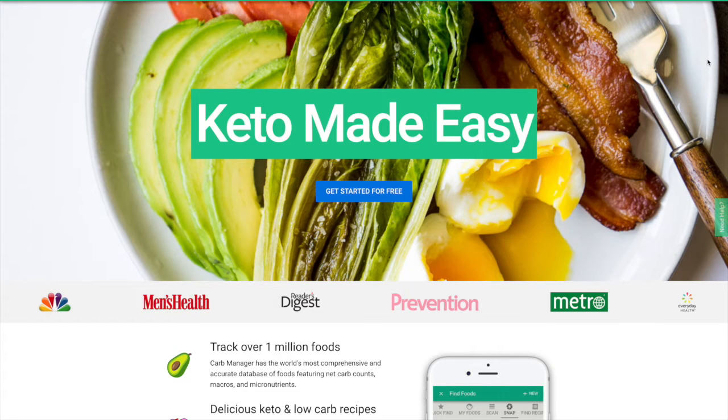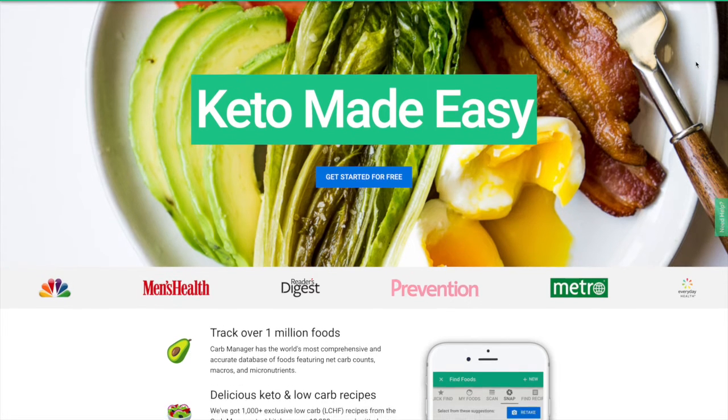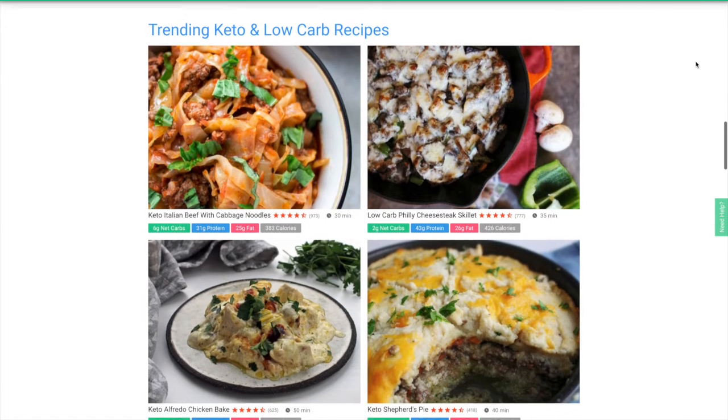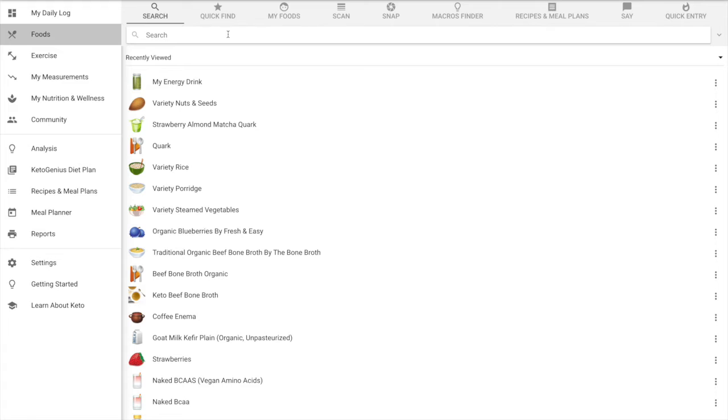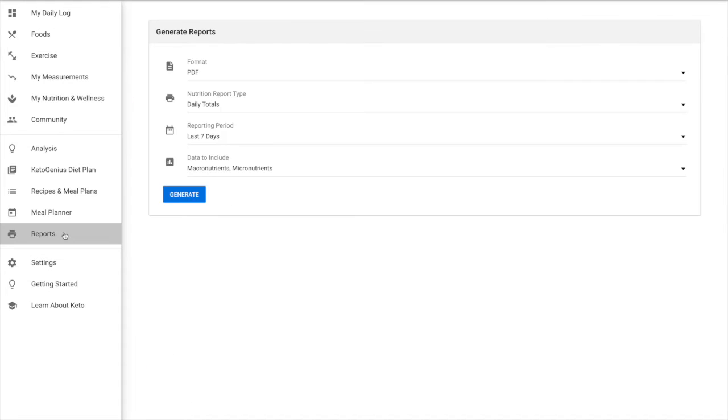To log your food, I recommend Carb Manager because it makes it easy to log your food just by speaking into your phone. It has a vibrant community and lots of great recipes. It's also easy to add your own foods and generate a report of those foods and the macronutrients and micronutrients of those foods.